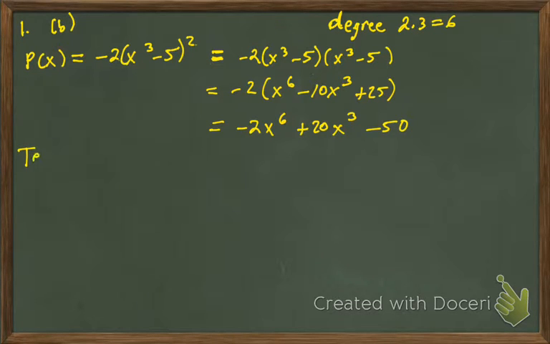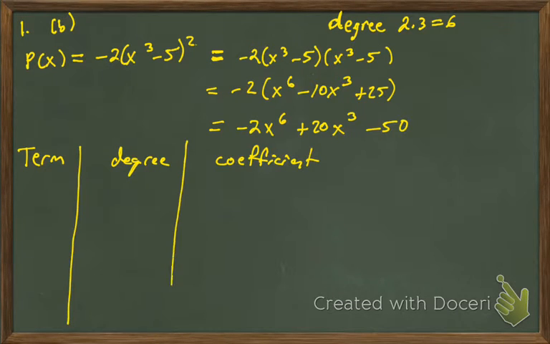Okay, and we'll make our little table: term, degree of each term, and then the coefficient of each term. Then we can use that to break everything down and identify what the leading coefficient is and the degree of the polynomial.